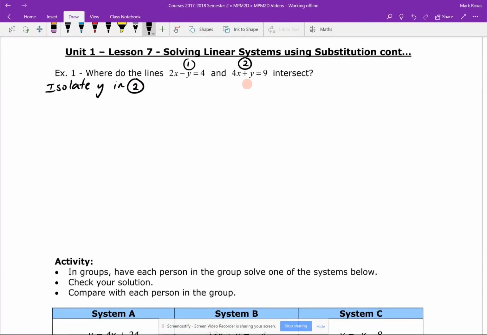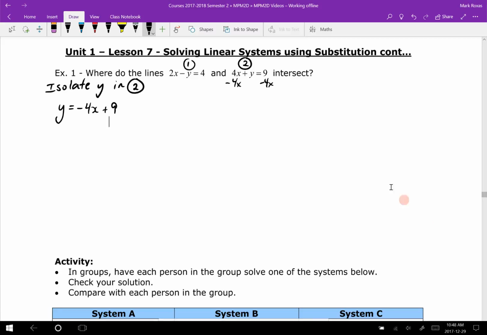Okay, and so if I do that, what do I have to do? Well, I should subtract 4x from both sides of equation number 2. So it's going to be y equals negative 4x on the right side plus 9. I just rearranged 4x and 9 instead of writing the 9 first. So there's my y variable.